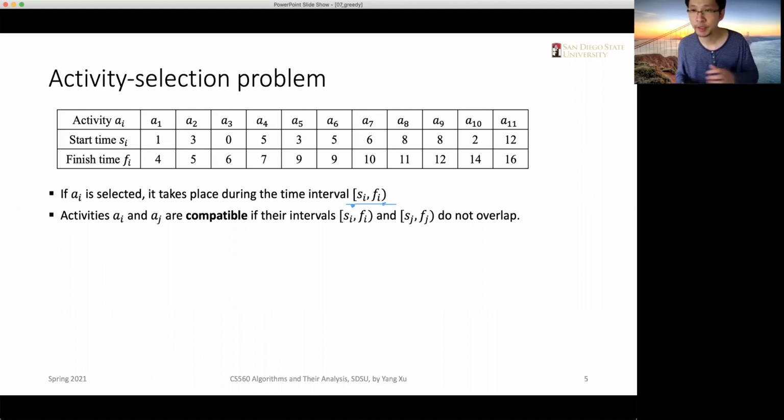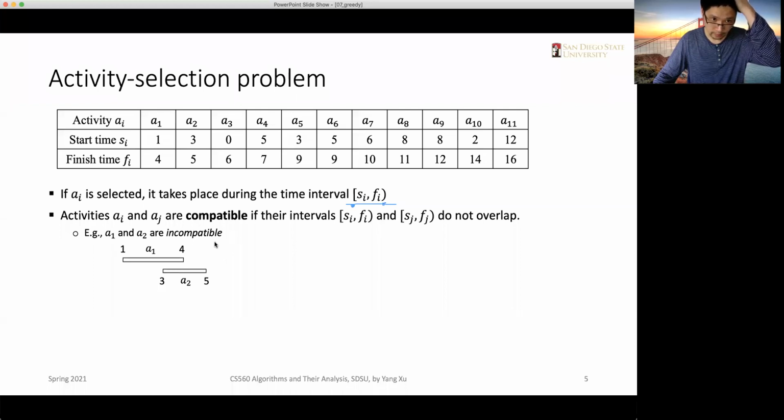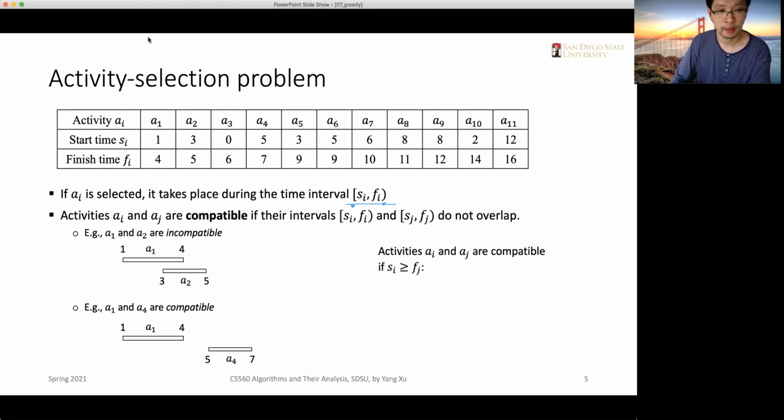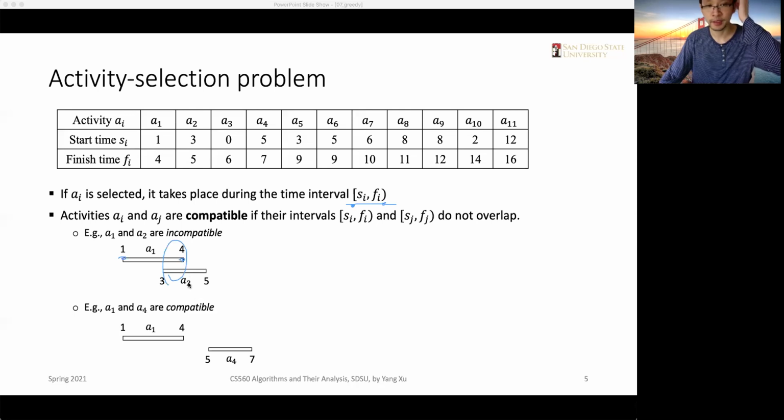Whether two activities are compatible is well defined: as long as their intervals do not overlap, we can say they are compatible, which means they can be scheduled within the same day. There are two cases in terms of compatibility. Like the example here, A1 and A2 are incompatible, which means they cannot be scheduled on the same day, simply because their intervals have an overlap. A1 starts at 1 and ends at 4, but A2 starts at 3, before A1 ends, so there's no way to schedule A2 while A1 is still going on.